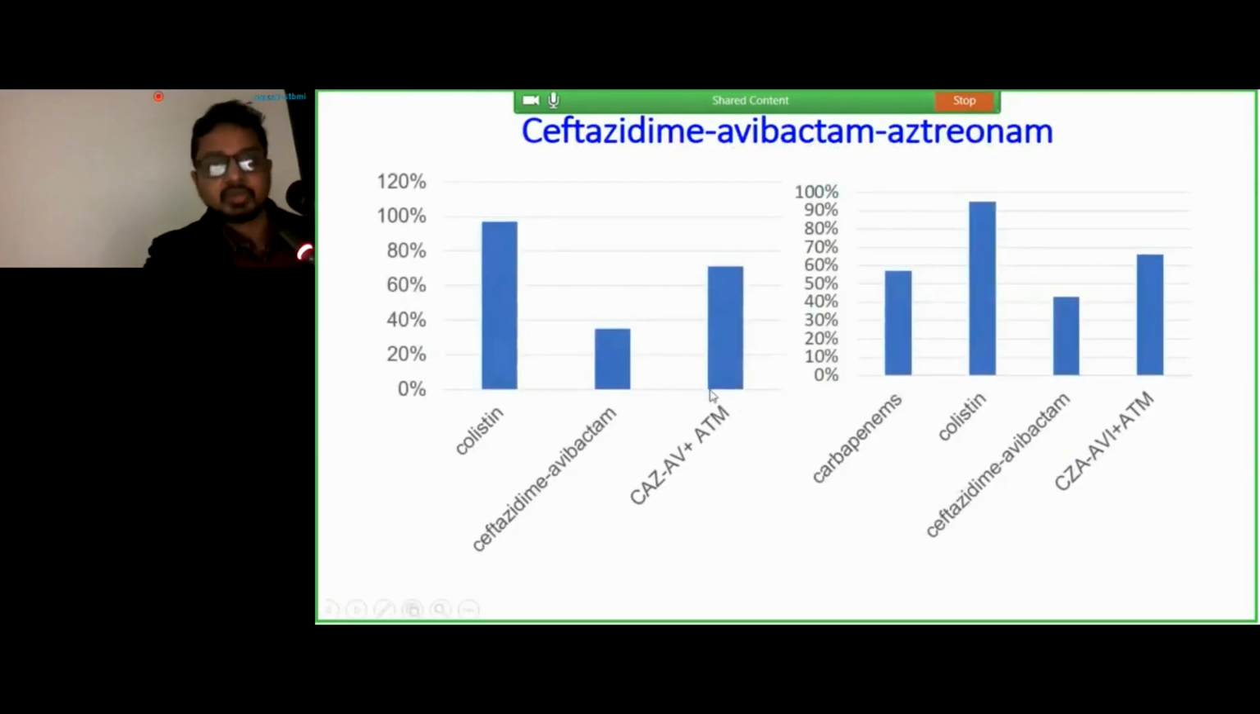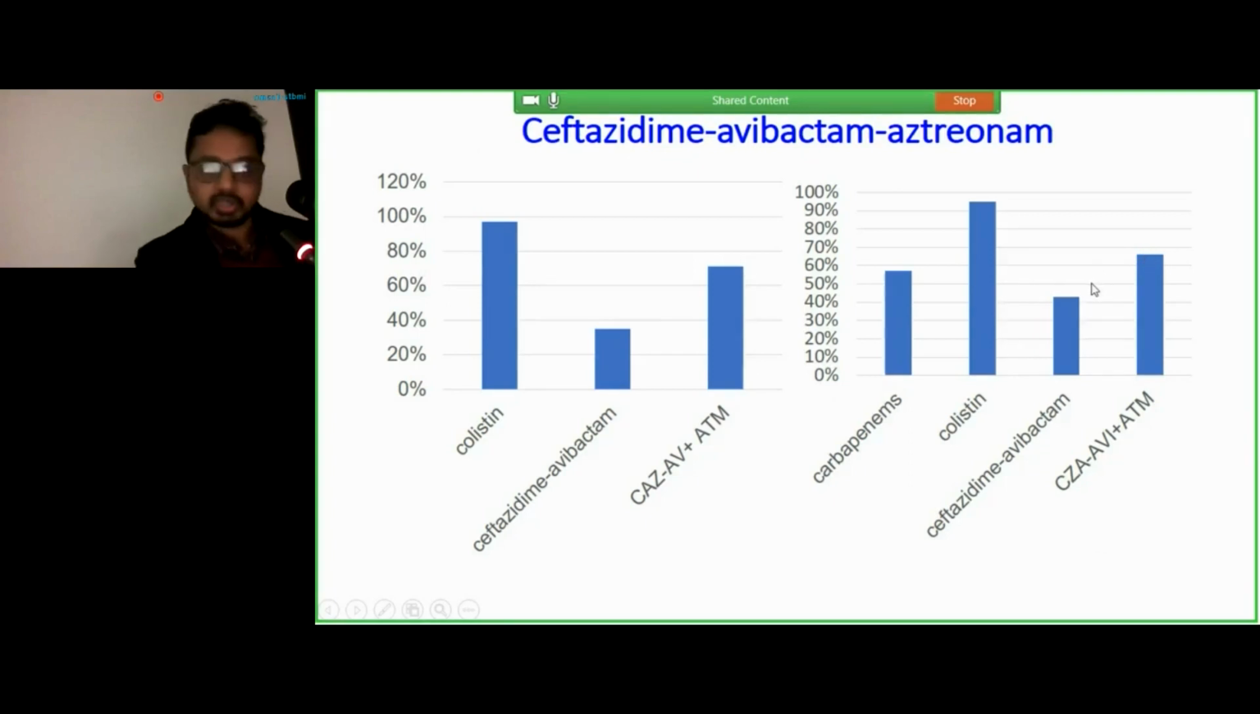We have done this study. In our assay, in pneumonia, you can see that apart from polymyxin, which is around 90%, ceftazidime avibactam alone was sensitive in around 40%. When we combine with aztreonam, the sensitivity goes to around 70%. For Pseudomonas, you can see that apart from colistin, it is 97%. Ceftazidime avibactam is around 40% for Pseudomonas, and when we combine with aztreonam, it goes to around 70%.